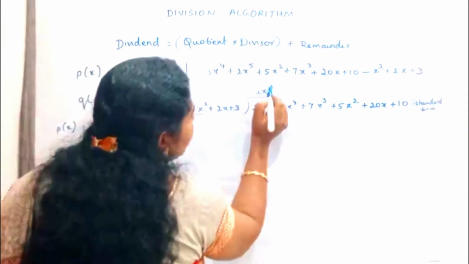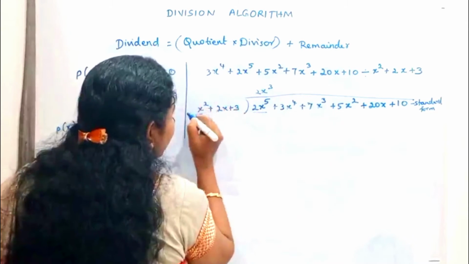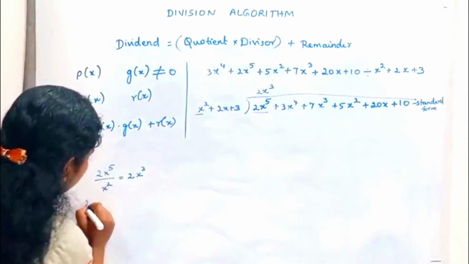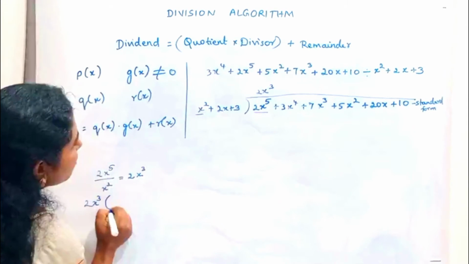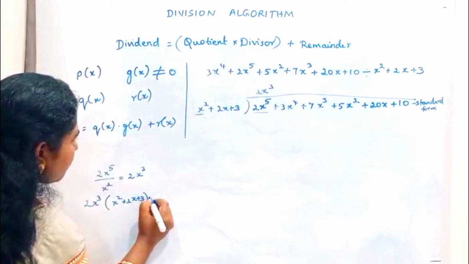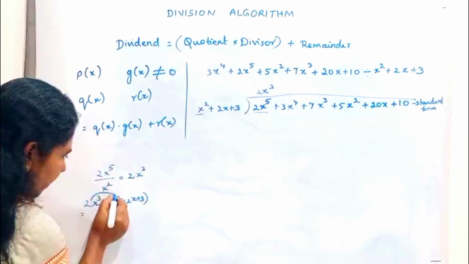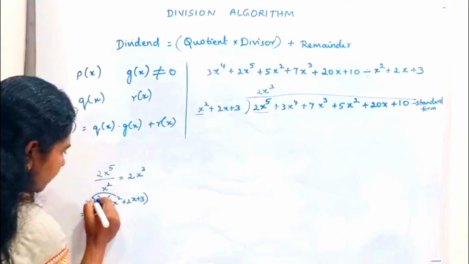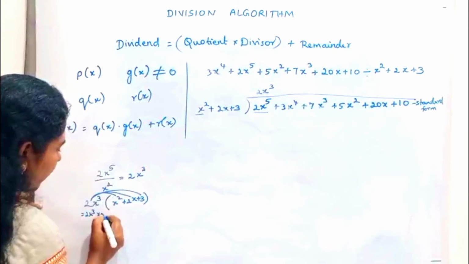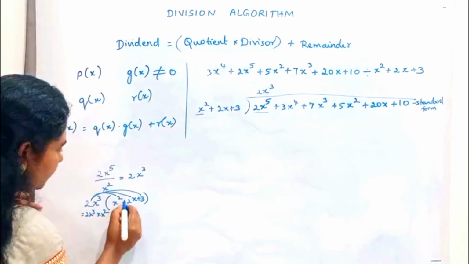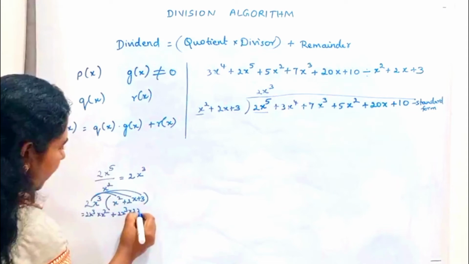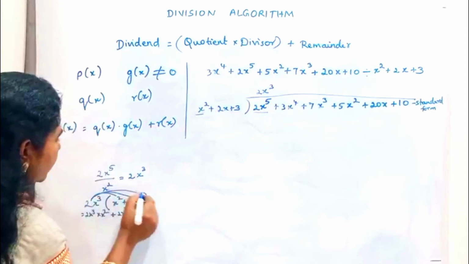Now the next, we have to multiply this 2x cubed with this divisor and write the terms here in this row. So now the next one is 2x cube into x square plus 2x plus 3. We have to multiply this 2x cube with each and every term inside the bracket. So it becomes 2x cube into x square, and the next plus 2x cube into 2x, and the next plus 2x cube into 3.